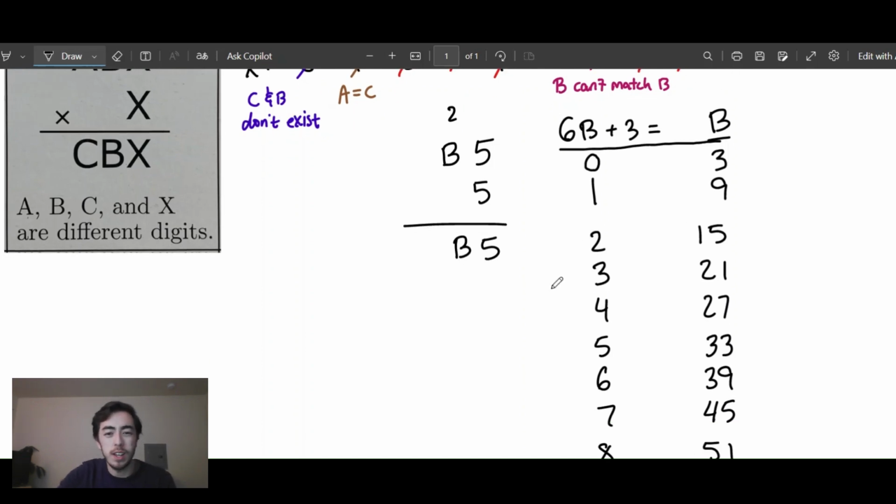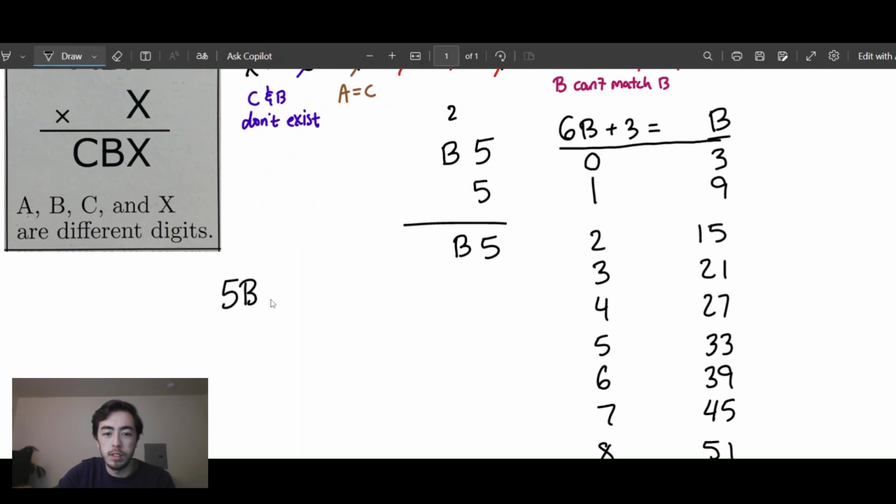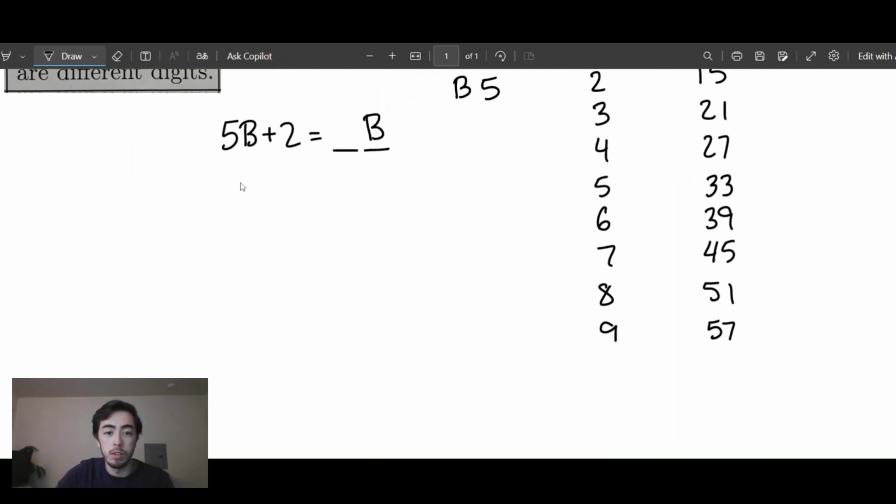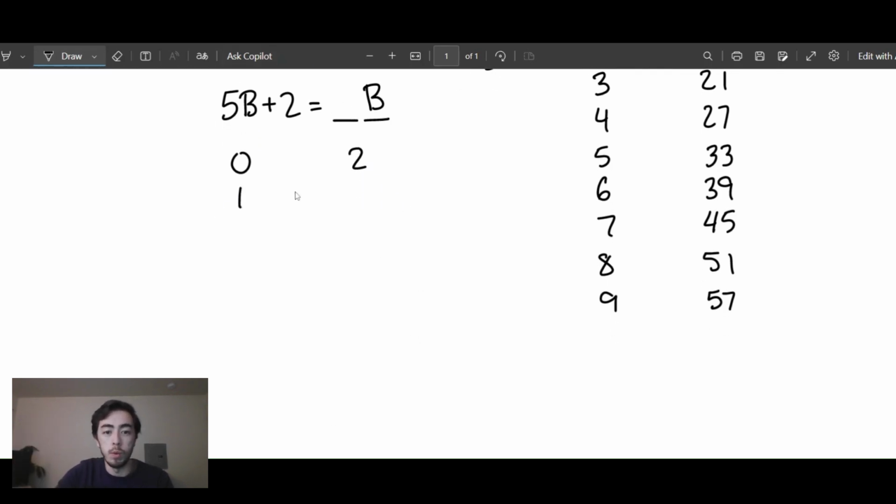And do I have to do the exact same thing? Like 5B plus 2, because that's the 5 times B, and then add the 2 that I'm carrying is equal to something with a B right here. And I mean, I don't see a good way to do this except just try out all the digits. So 0 goes to 2, and then here my right side is going to count by 5s, and then on my left side it's going to count by 1s.